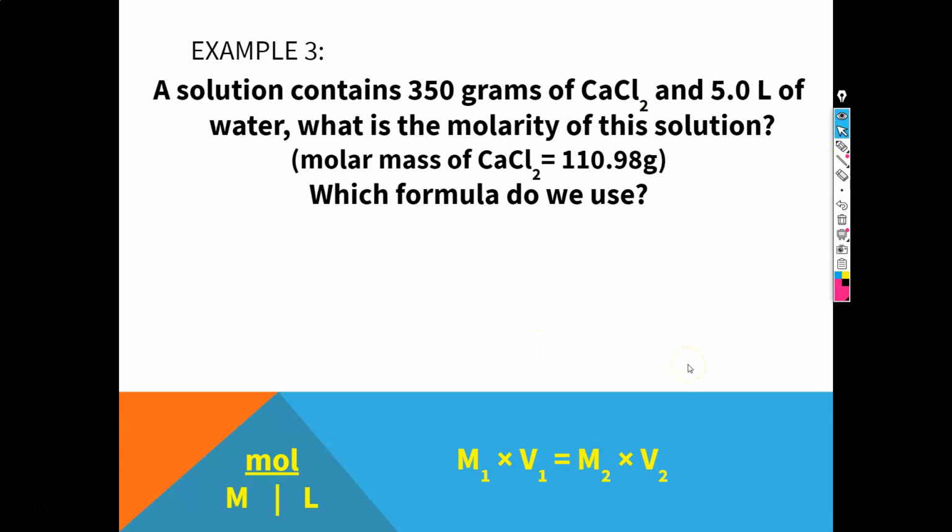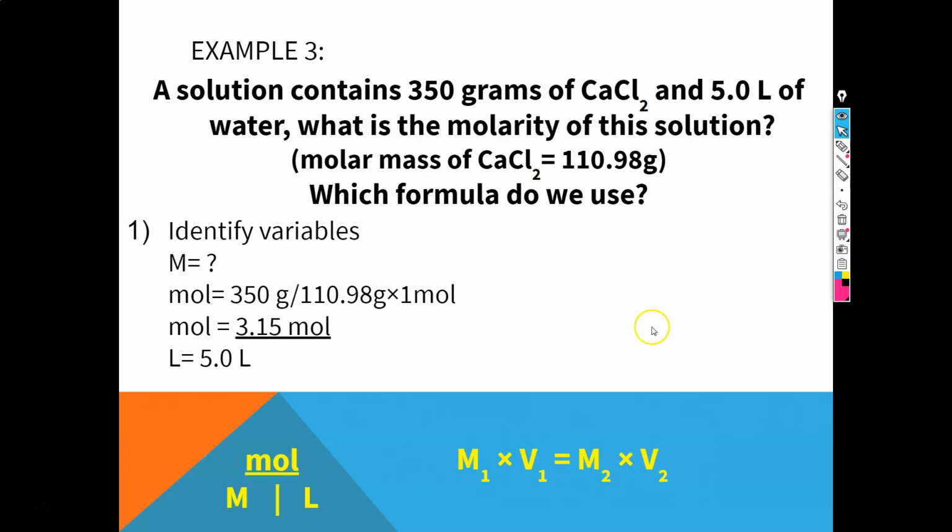All right, our last example says a solution contains 350 grams of calcium chloride and 5.0 liters of water. What is the molarity of this solution? This time we are given a molar mass of the calcium chloride is 110.98 grams. We have to ask ourselves again, which formula do we use? Do you notice that we have grams in this formula and we have molar mass? This should be making you think, aha, I have to calculate moles.